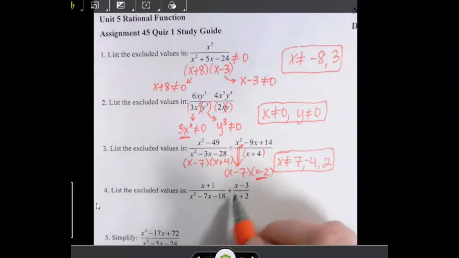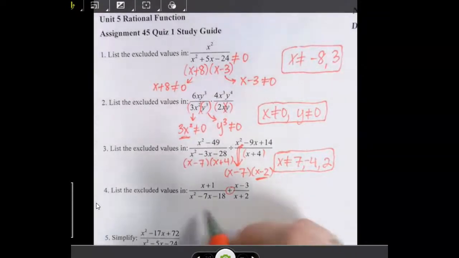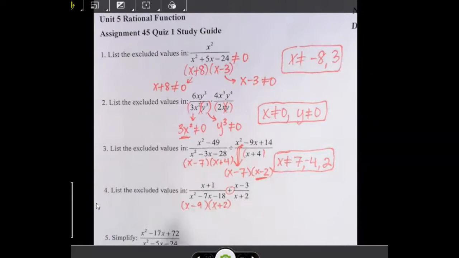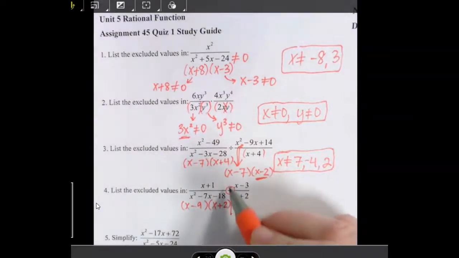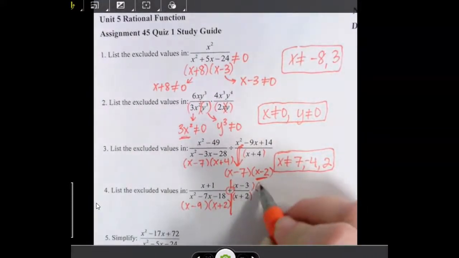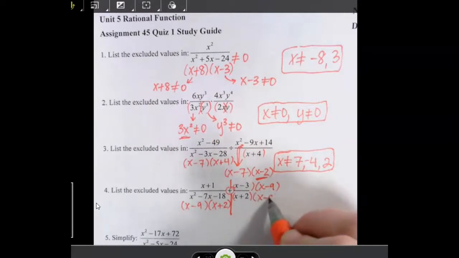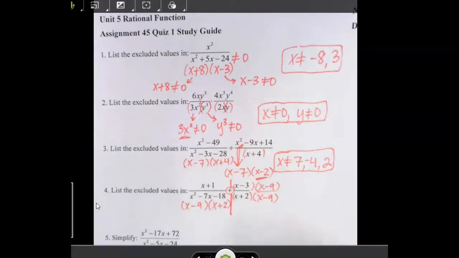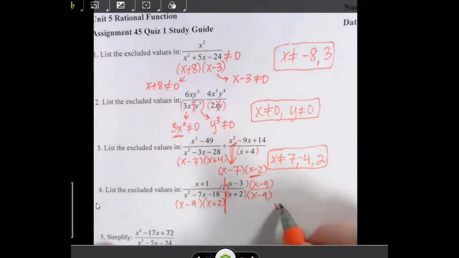Okay, so I'm adding, and in order to add these, they need to have the same denominator. Okay, so let me factor this first denominator to see what it's made up of. Okay, factors of negative 18 that add to negative 7 are negative 9 and 2. So x minus 9, x plus 2, and then my second fraction here also has the factor of x plus 2. Okay, so in order to add this, I would multiply this second fraction by x minus 9, so it had the same denominator. So what two excluded values do we get here?